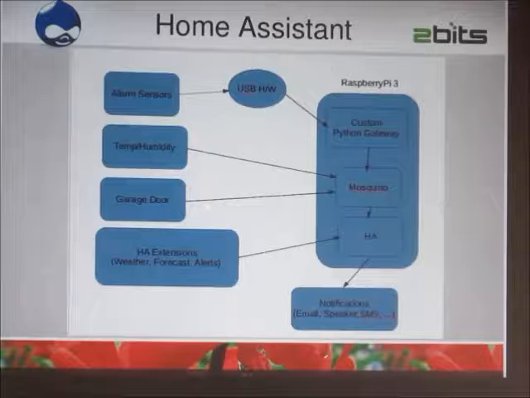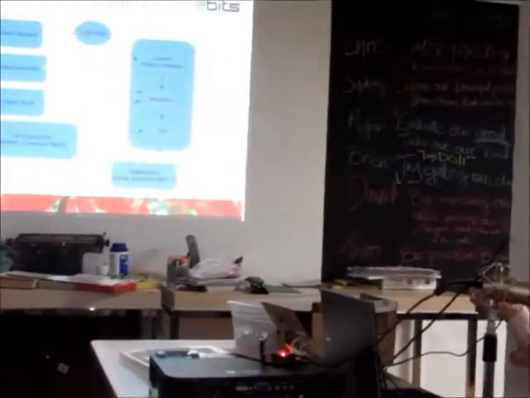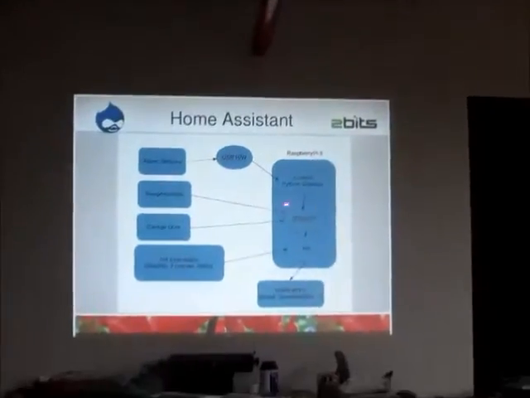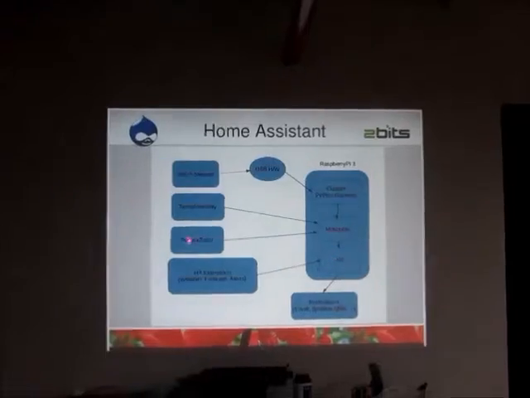But then here are my sensors that I showed you: the humidity sensor, this guy, and the garage door sensor, this guy. Because they are Wi-Fi enabled, they can talk directly to Mosquitto, and then Mosquitto would send this message to Home Assistant. Okay?